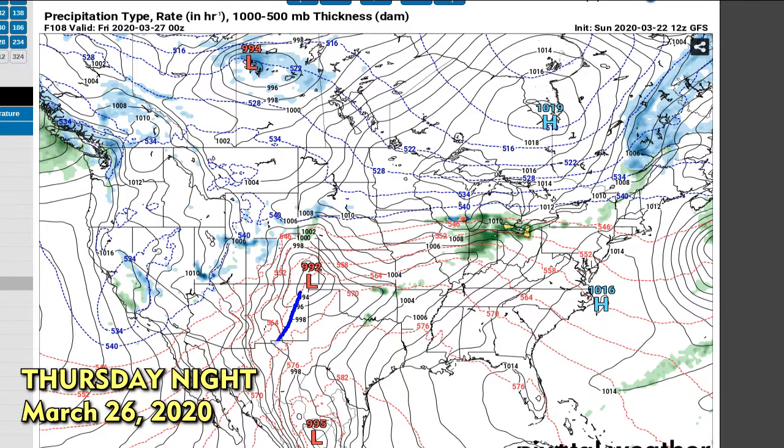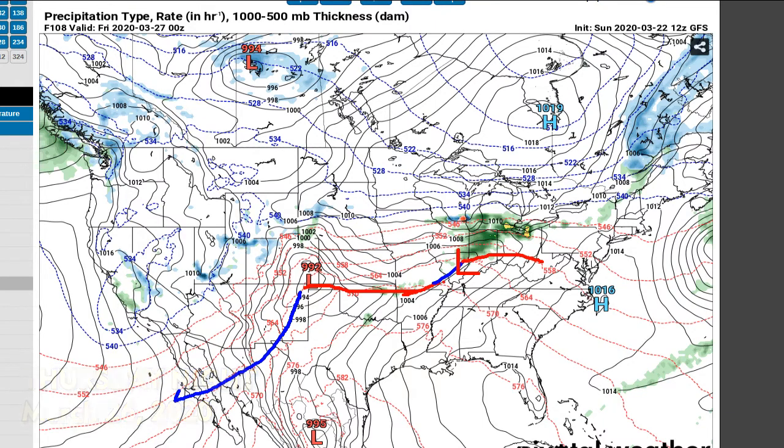For Thursday night, that baroclinic boundary looks like it's starting to see some frontogenesis. New system coming together there in southwestern Kansas, extending all the way up to Indiana, where we have a wave up along that boundary.